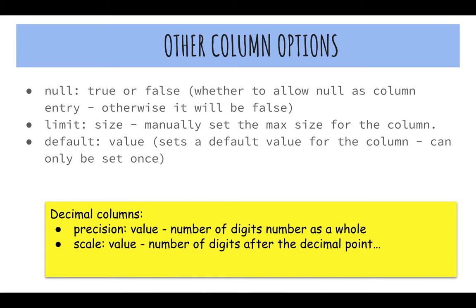For decimal columns as well, we can use precision, the value for the number of digits, the number as a whole. So for instance, minus 999.99 would be 5 digits. And scale, the number of digits after the decimal point. So for 999.99, that would be a scale of 2.